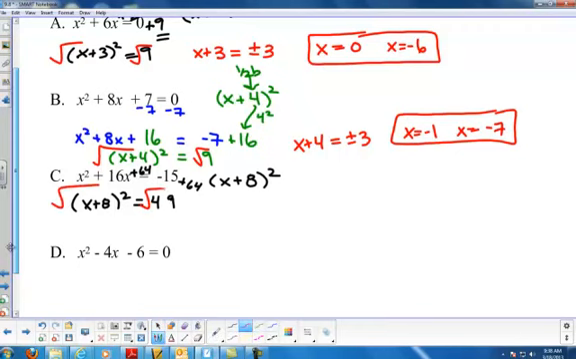We're going to square root both sides. So x plus 8 equals positive or negative 7. When you subtract 8, 7 minus 8 is negative 1. And negative 7 minus 8 is negative 15.